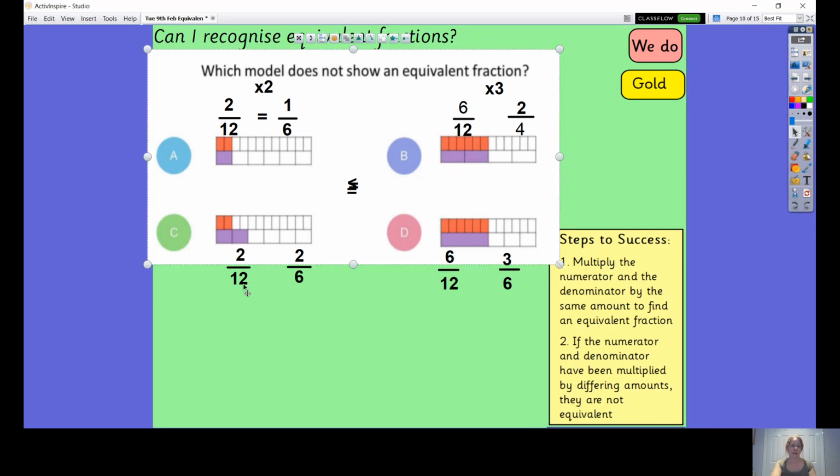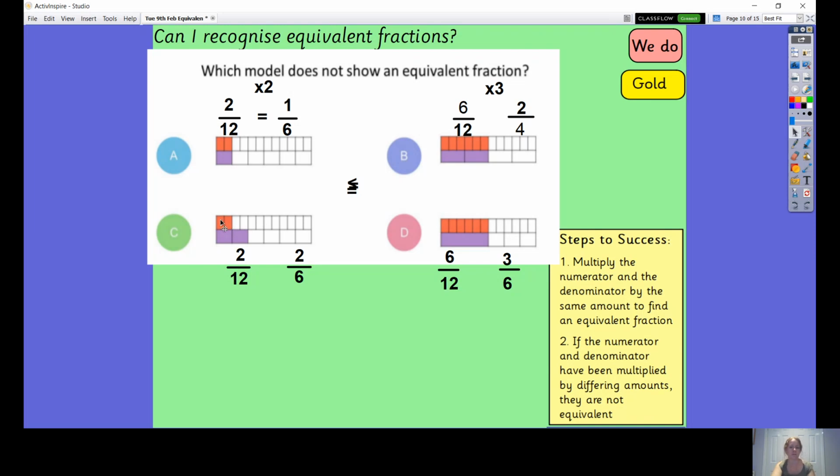Moving down to C, I can see on this one, there are 2 of the 12 equal pieces coloured in on the top bar and 2 of the 6 equal pieces coloured in on the bottom. Now, I can see quite clearly here that the bottom bar is not equal to the top bar because there's more of it coloured in. And if you think about it, if these bars of chocolate, they've each got 2 pieces, haven't they? But the person who's got the pieces from the top bar has got much smaller pieces, haven't they?